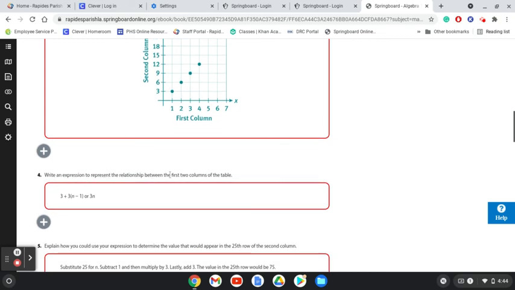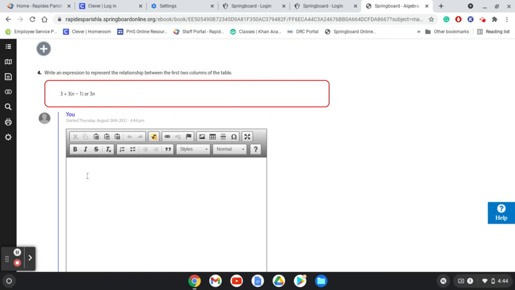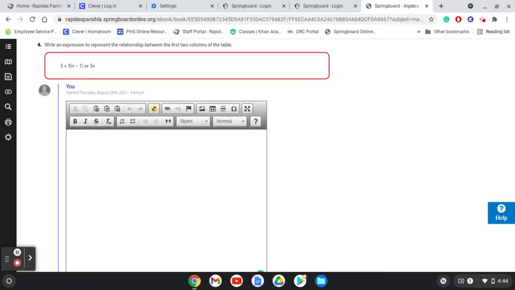Write an expression to represent the relationship between the first 2 columns. All right, please remember with your expressions, it's always your first term plus your common difference times n minus 1, right? So my first term was 3 plus my common difference, which is 3, times n minus 1, okay?